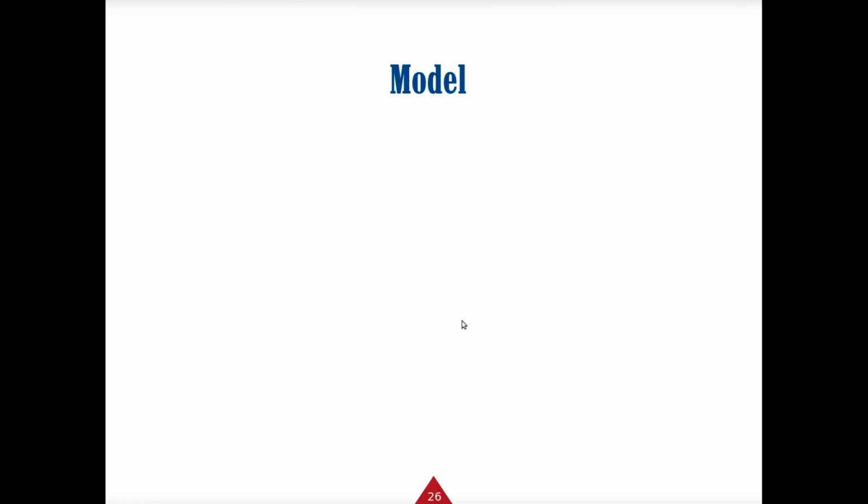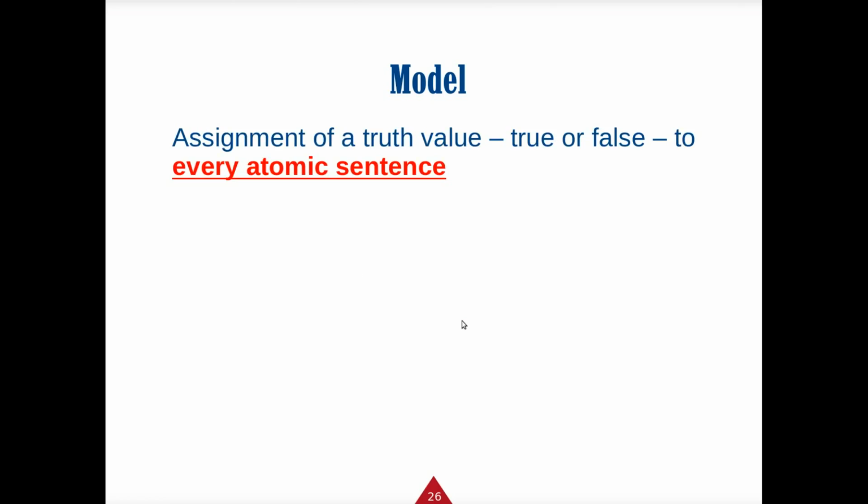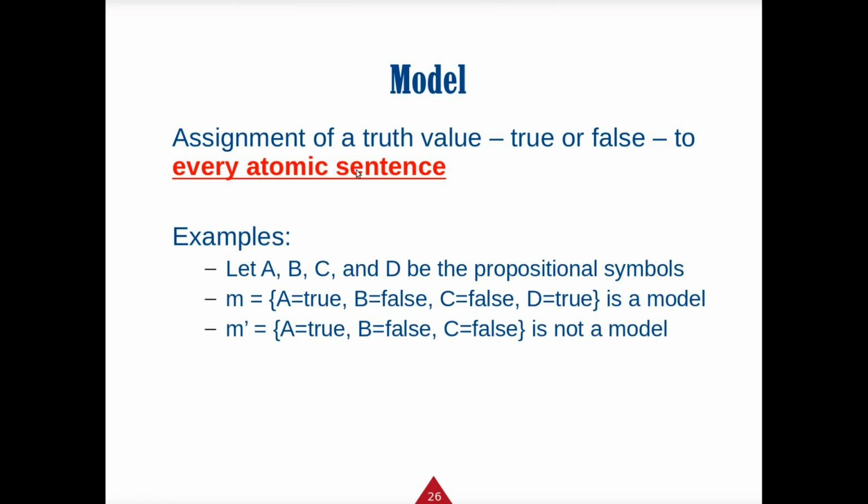So a model is an assignment of every truth value, true or false, to every atomic sentence. Every atomic sentence you're going to assign a value. As examples, let A, B, and C be propositional symbols. Your set A equals true, B equals false, C equals false, D equals true is a model. However, this would not be a model if you have M prime, A equals true, B equals false, and C equals false, because you don't have all the symbols being assigned. You don't have the D here. M prime would be a subset of M, but it wouldn't be a model.